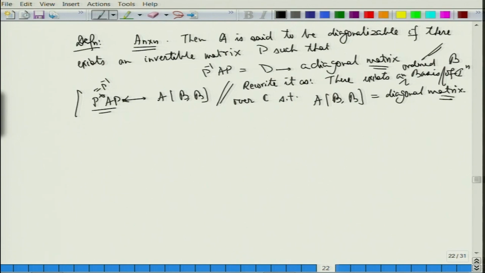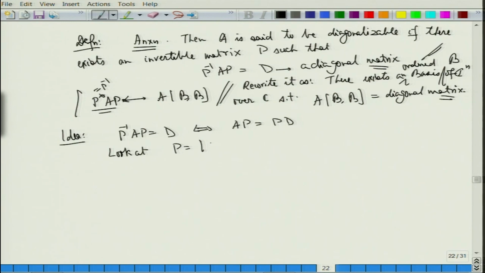All right. So we will look at some examples later on, but first let me look at the idea behind it. So the idea: what are we saying exactly? We are saying that P inverse AP is diagonal. This is the same thing as saying that AP is equal to PD. Fine.